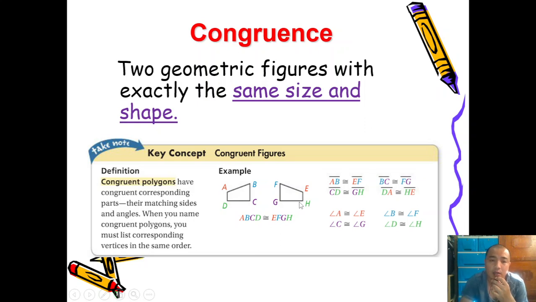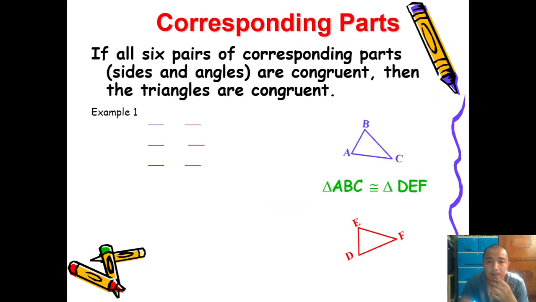That's what we mean by congruent polygons, whether it be triangle or quadrilateral. Now, if all 6 pairs of corresponding parts, sides, and angles are congruent, then the triangles are congruent. Example, we have here triangle ABC and triangle DEF. It states that triangle ABC is congruent to triangle DEF. That means the sides and the angles are also congruent.